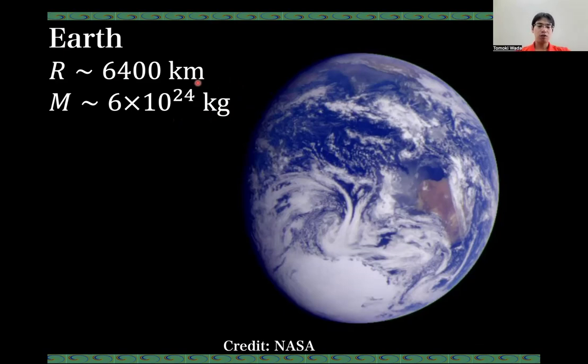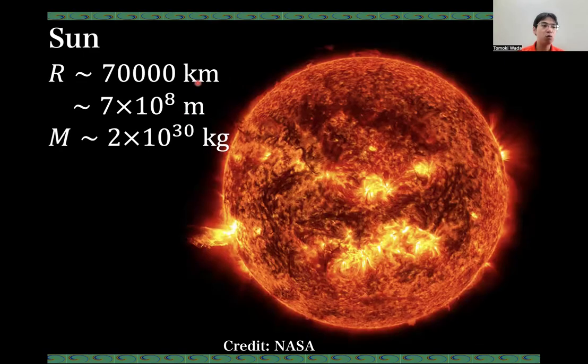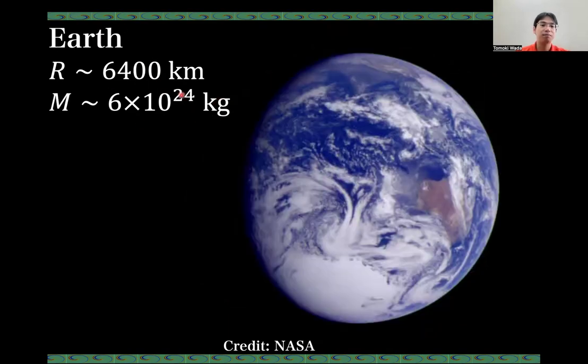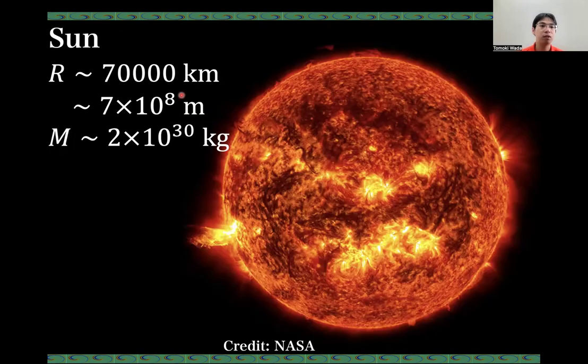From a viewpoint of observer, we can zoom out more and more. Then we find our sun. The radius of the sun is about 10 to the power of 9 meters, and mass is 10 to the power of 30 kilograms. It's much, much bigger than even our Earth. You can compare these two values. But it is still one of the stars in our universe.